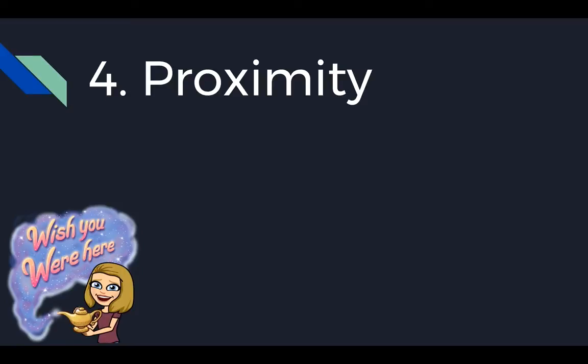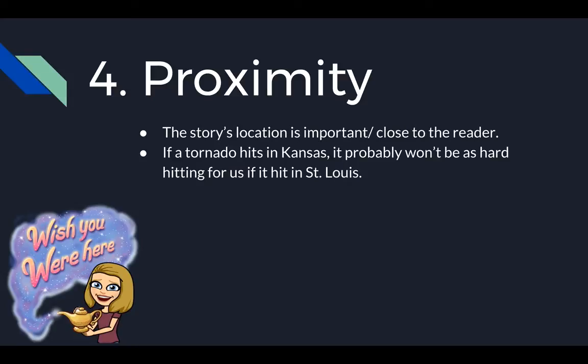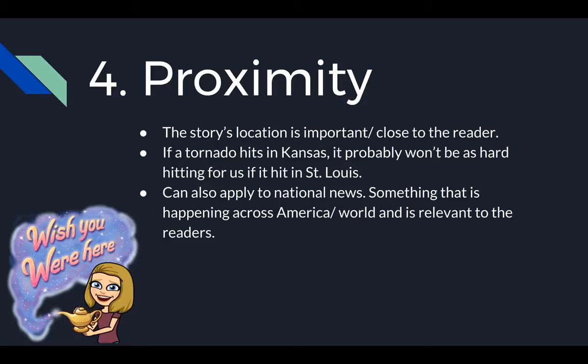The fourth one's proximity, and that's the story's location. Why is it important? Is it close to the reader? Close proximity, closeness. If a tornado hits in Kansas, that might affect us, and we might know somebody in Kansas and be upset for them. But if a tornado happened in St. Louis, the proximity of that is going to be much more impactful for us. That can also apply to national news. Maybe something happens in America, and that's a huge deal to us because that's our nation. Whereas if something were to happen in Spain, that might not be as big of a deal because it's not happening in our nation.